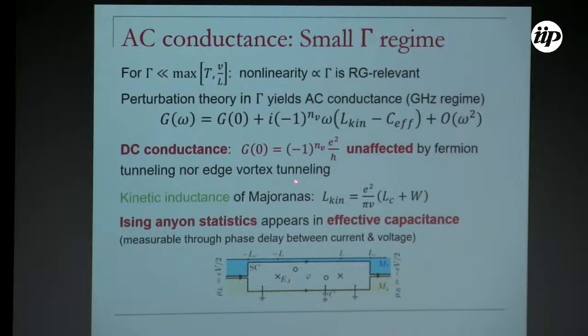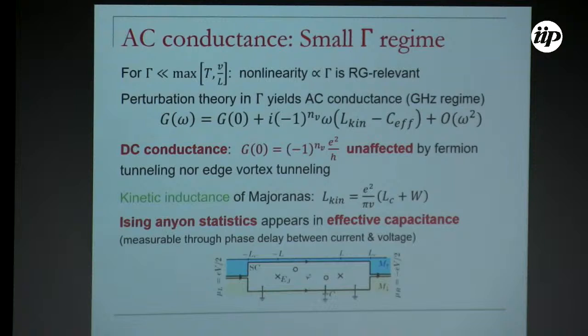So the conductance is in effect just e squared over h times plus or minus 1, depending on the number of vortices. So this braiding is something that happens in time, and so you need to go to finite omega to really see traces of it. This kinetic inductance of the Majoranas is basically just the length the Majorana travels times the density of states. So it's a constant. But the most interesting piece is now this effective capacitance, and this quantity contains the information about braiding, as we will see on the next slide.